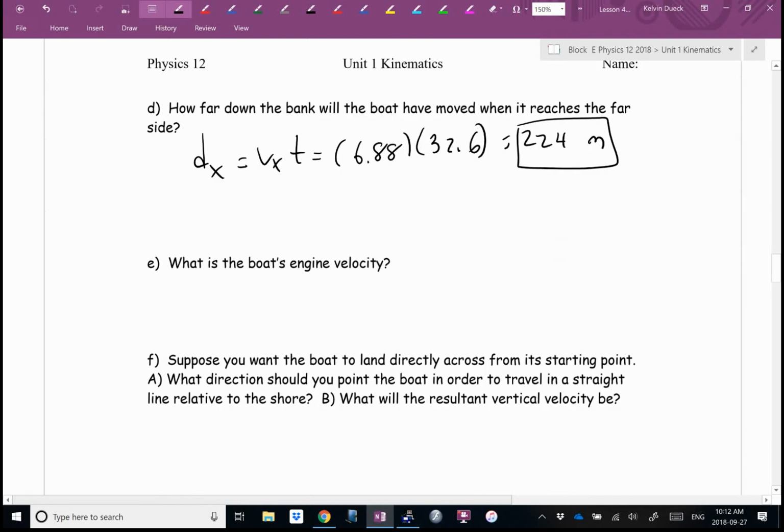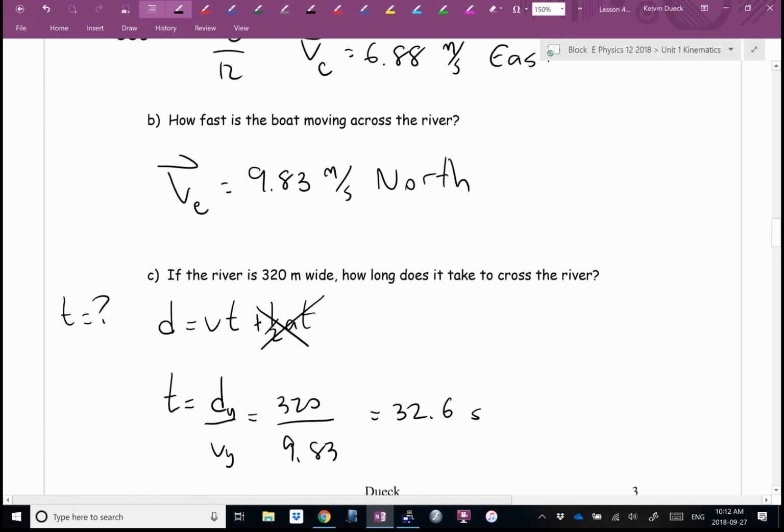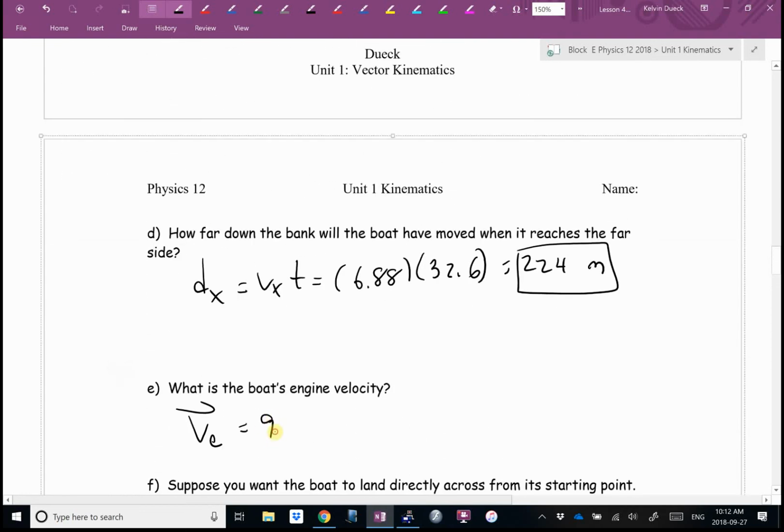What's the boat's engine velocity? Conveniently, we already figured it out. The engine velocity was 9.83. I love it when people try to out-nerd each other.